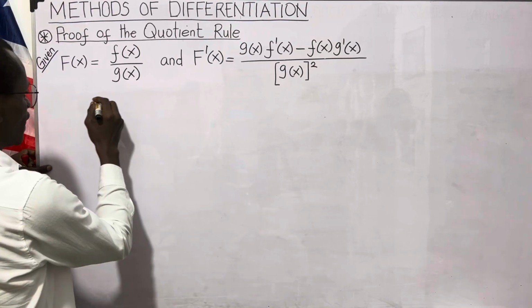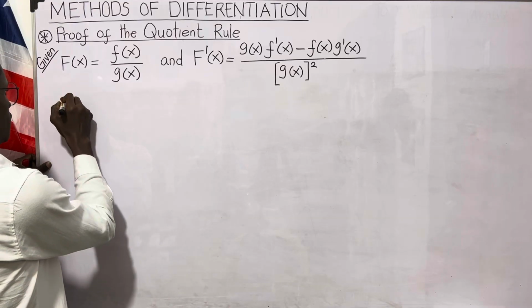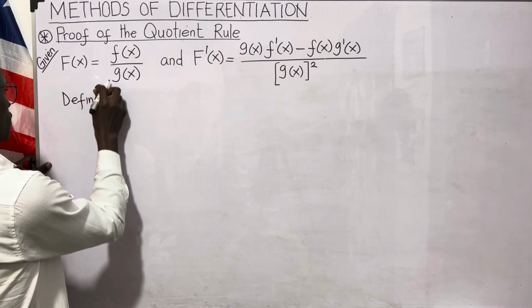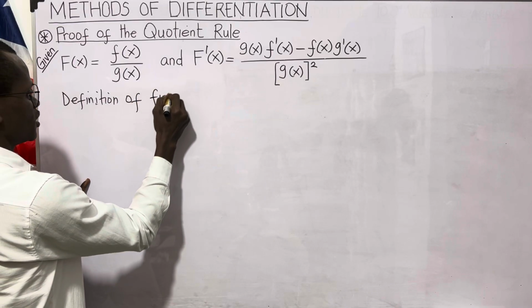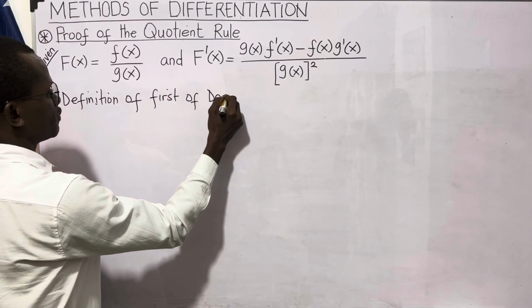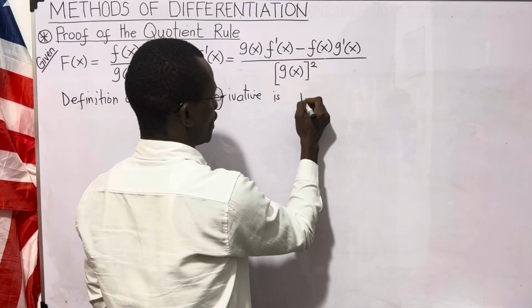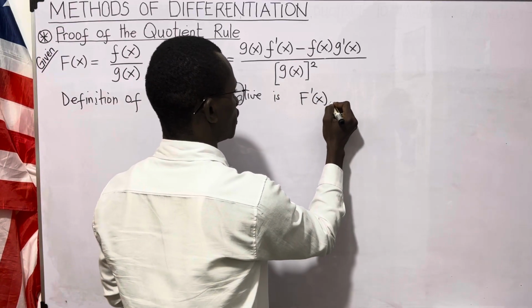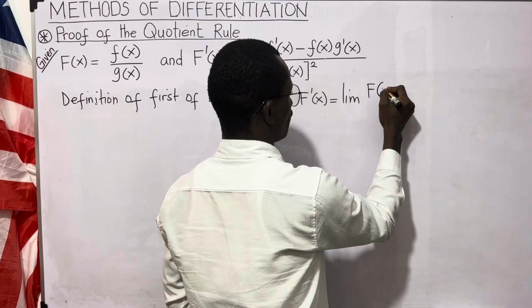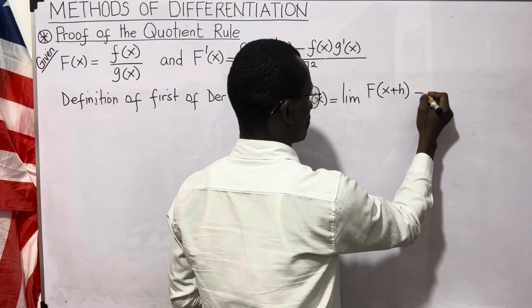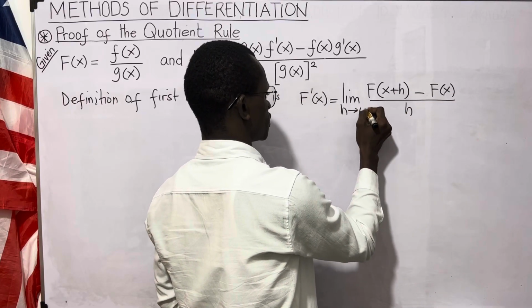So we know the definition of the first principle of derivative is, now we have F prime of x is equal to the limit of F of x plus h minus F of x divided by h as h approaches 0.